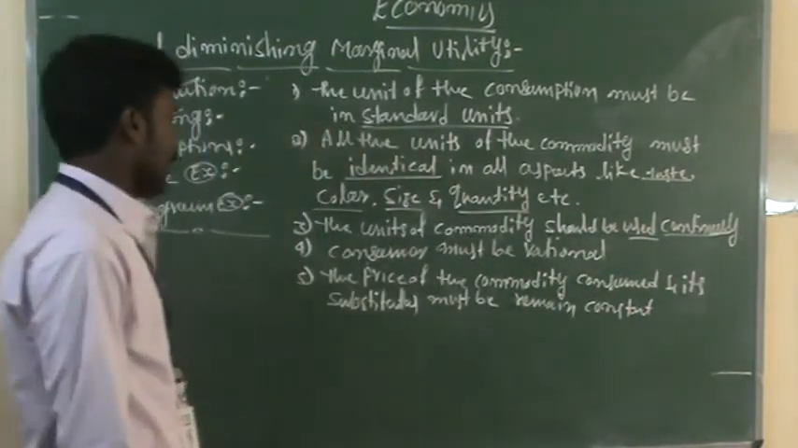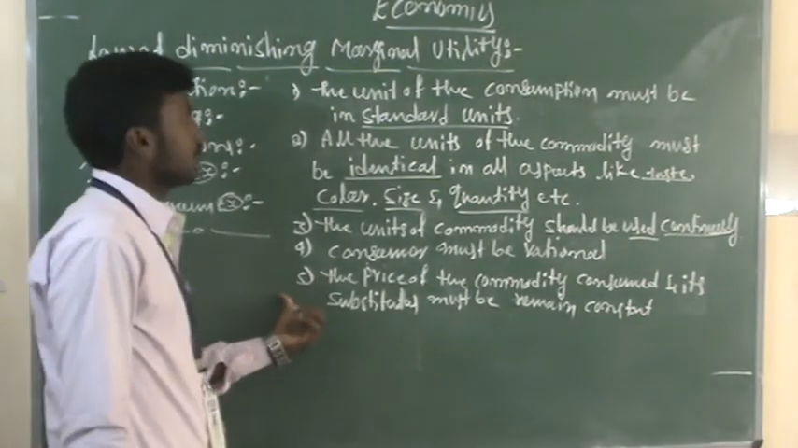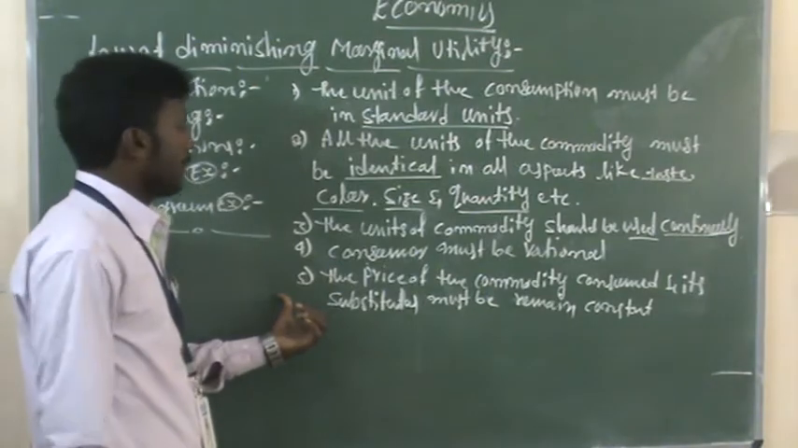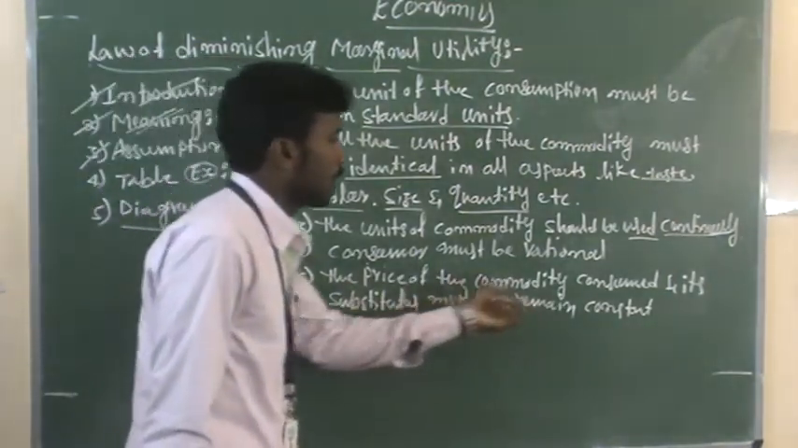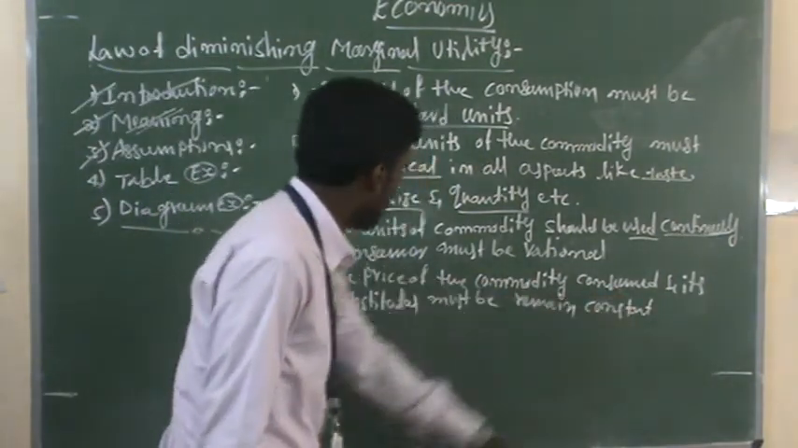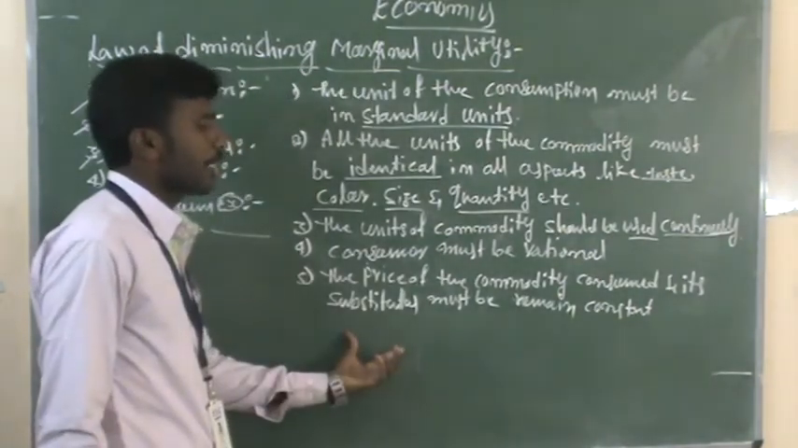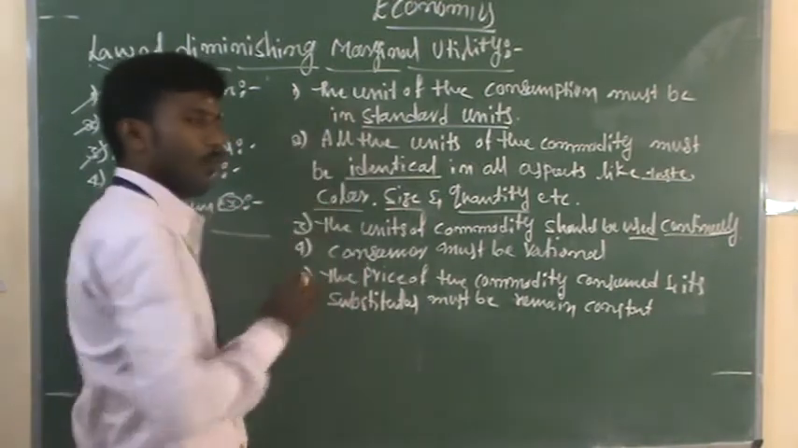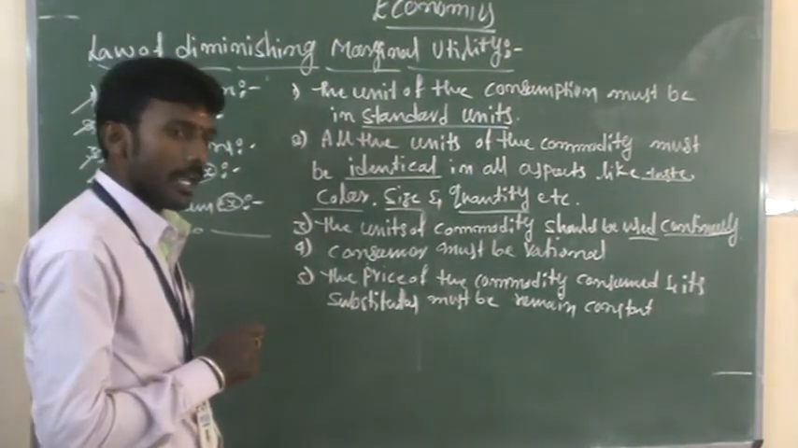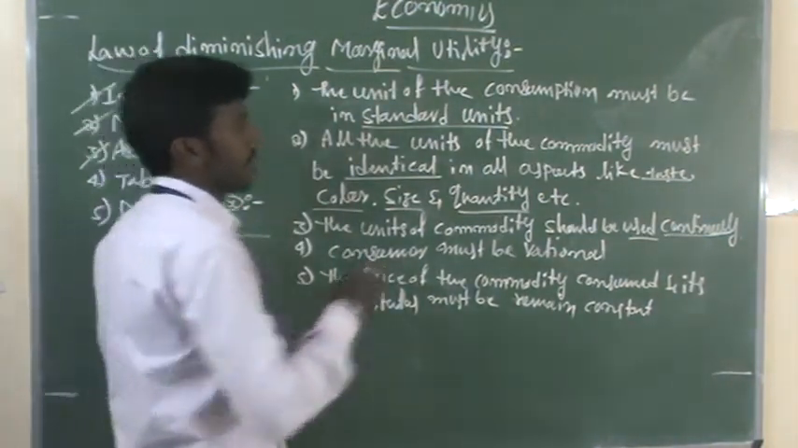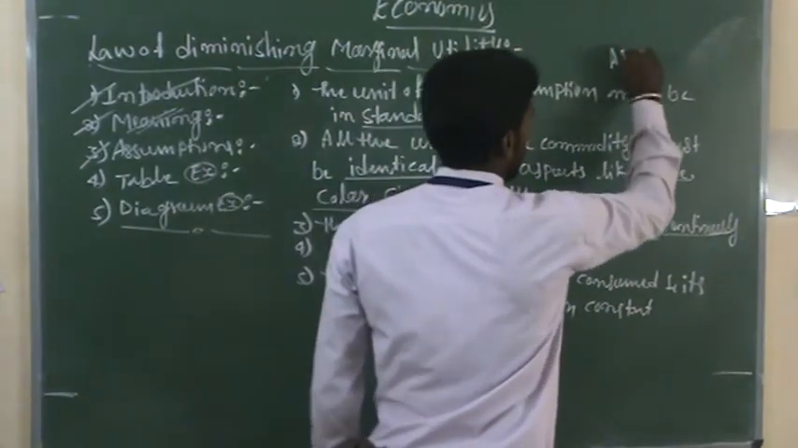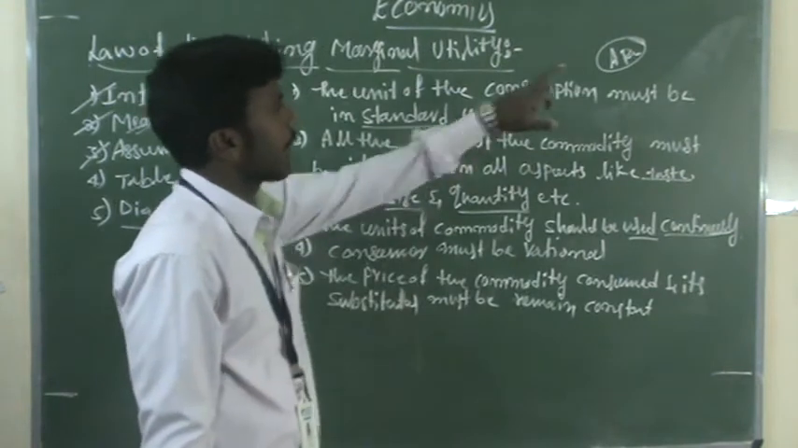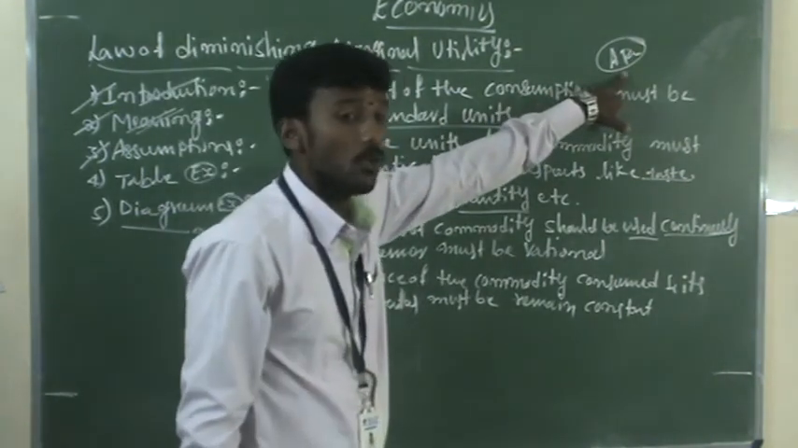Well students, the fifth important assumption of LDMU, or law of diminishing marginal utility, is that the price of the commodity consumed and its substitutes must remain constant. It means in this law, the commodities we are going to use, see for example, let us take apples. We are taking apples now here. Regarding the apple, there is no substitute.